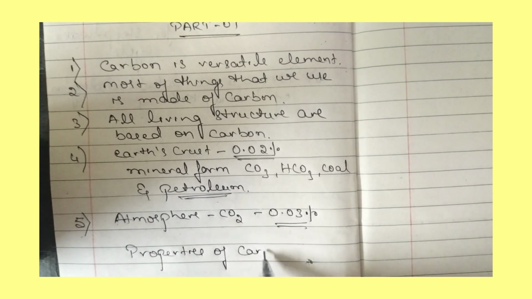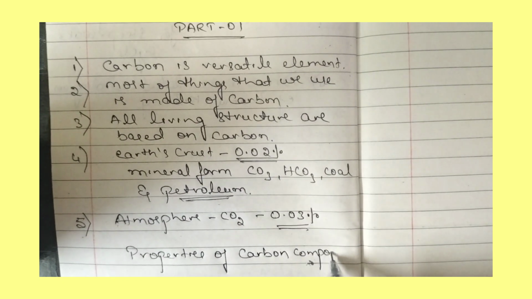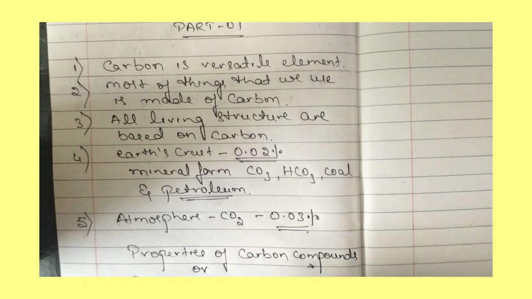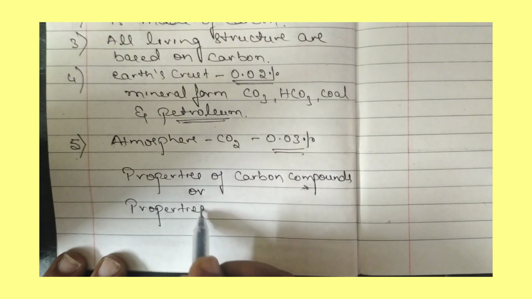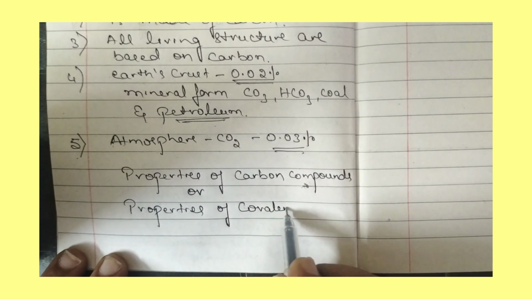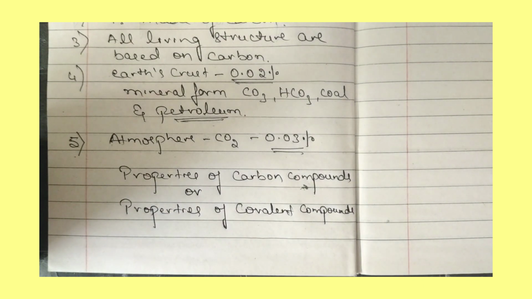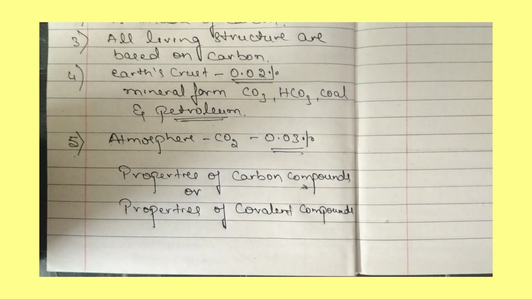We can write the properties of carbon compounds, or we can write the properties of covalent compounds. Both are the same, and you can write either one. Carbon always forms a covalent bond with other carbon or with other atoms in the form of a chain. It may be straight or branched. So let us study the properties of covalent compounds.